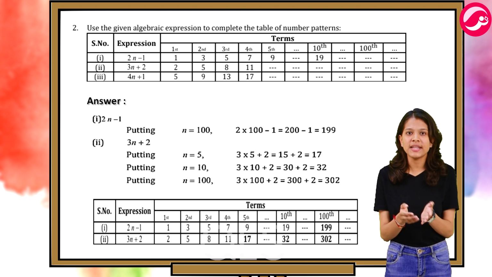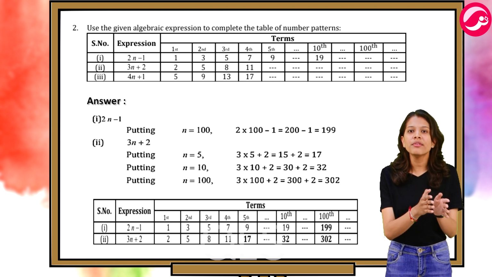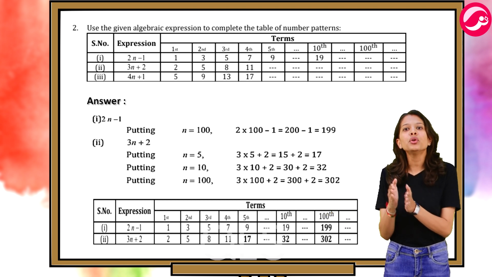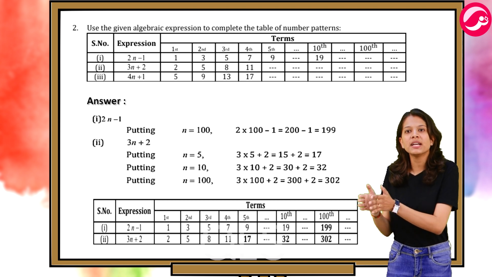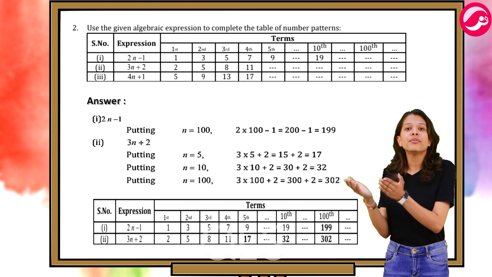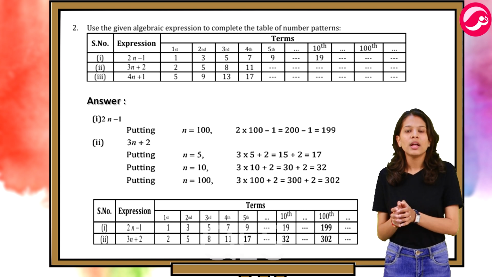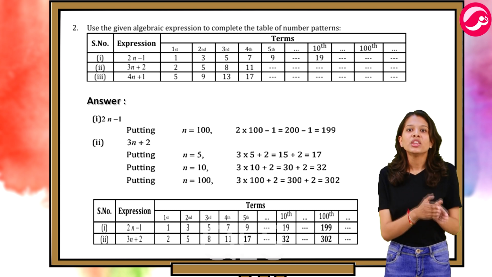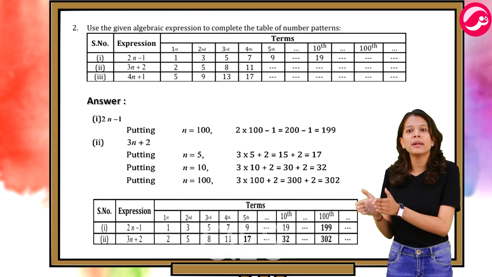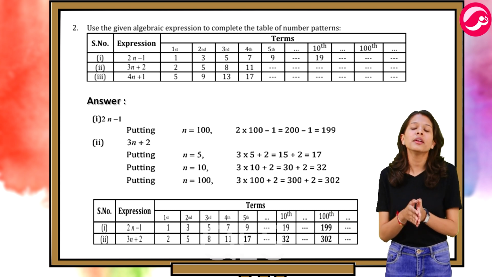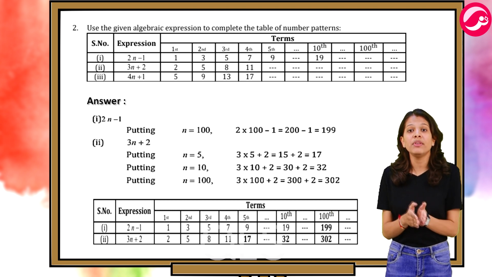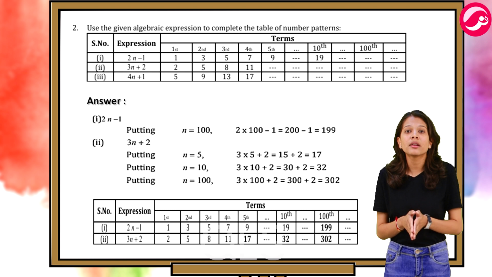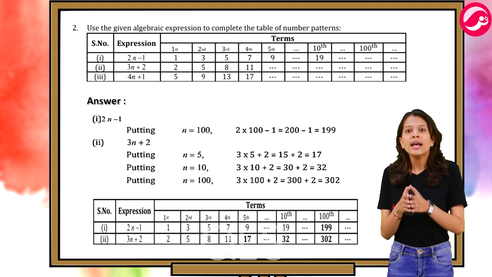Similarly, in the second expression, that is 3n plus 2, we have to find the 5th, the 10th and the 100th term. By putting n equal to 5, we get 3 into 5 plus 2, which is 15 plus 2, which is 17. 17 is the 5th term of the expression 3n plus 2. Now to find the 10th term, we substitute n equal to 10. We get 3 into 10 plus 2, which is 30 plus 2, that is 32. Similarly, for the 100th term, we substitute n equal to 100 and we get 3 into 100 plus 2, that is 302. Therefore, the 5th, the 10th and the 100th term of the expression 3n plus 2 are 17, 32 and 302.